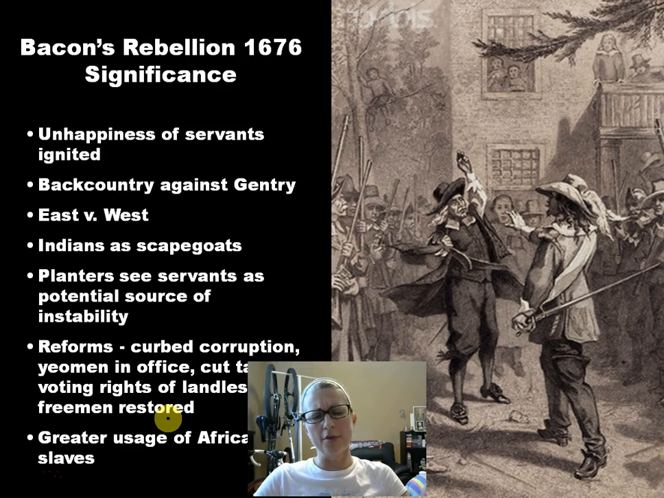But there's some really important things about this particular backcountry rebellion. A couple things. First, the backcountry against the gentry. So it's a class issue where you have the lower class against the upper class. I mean, that's something that we're going to see. We even see that today.